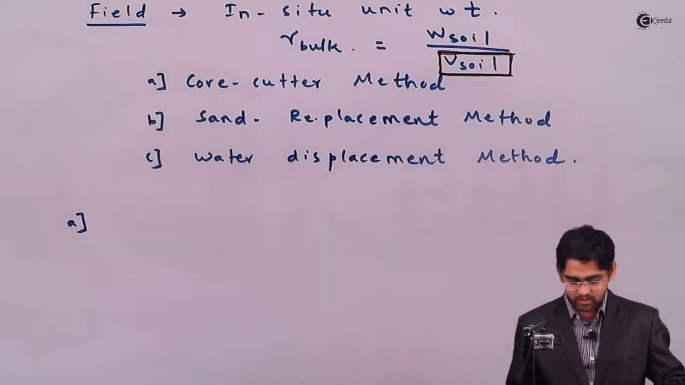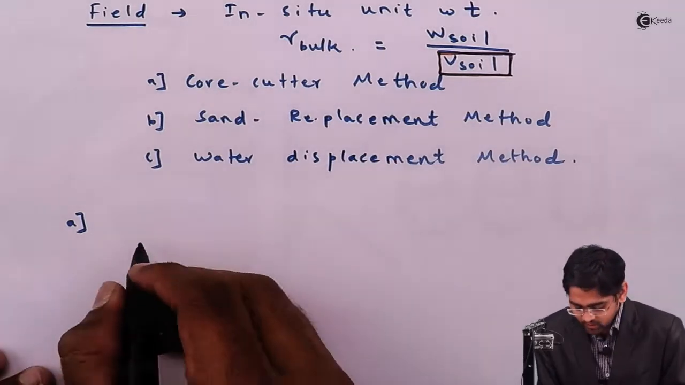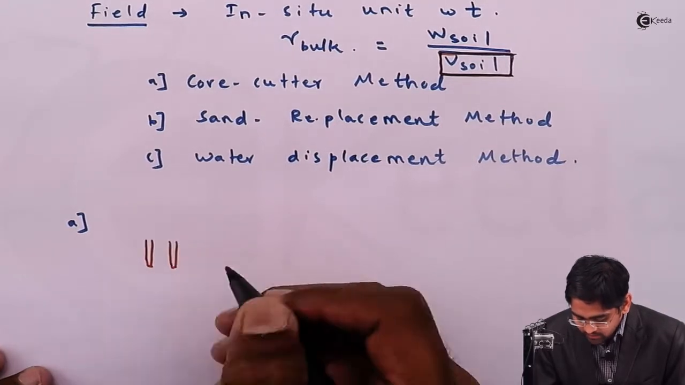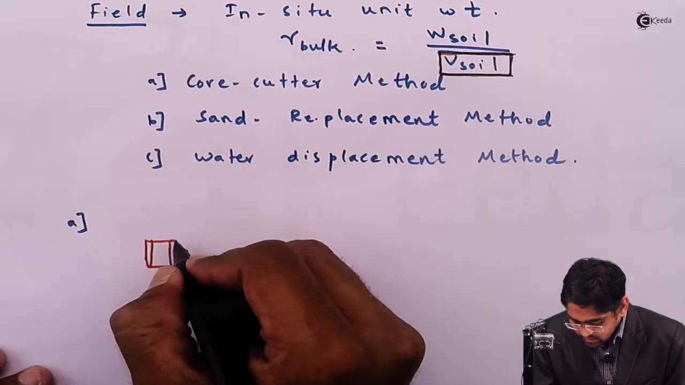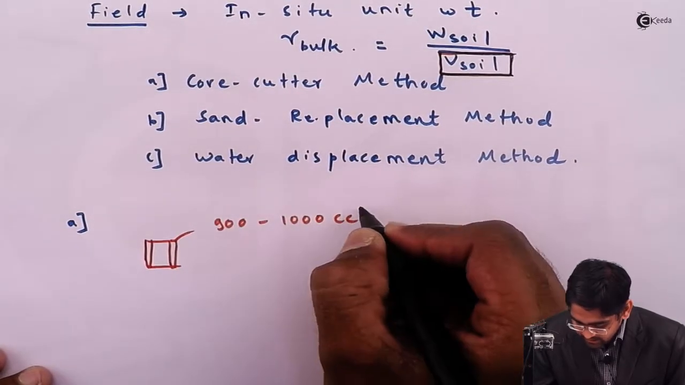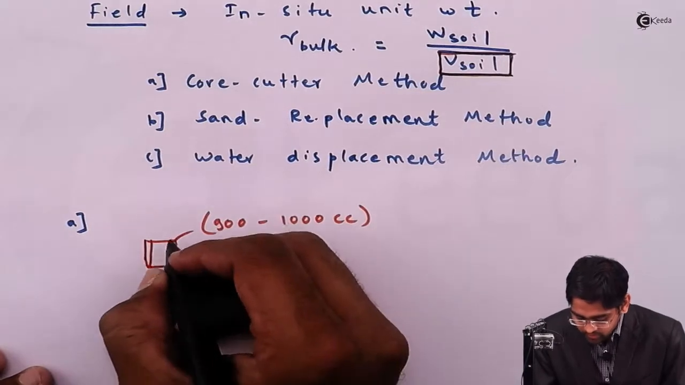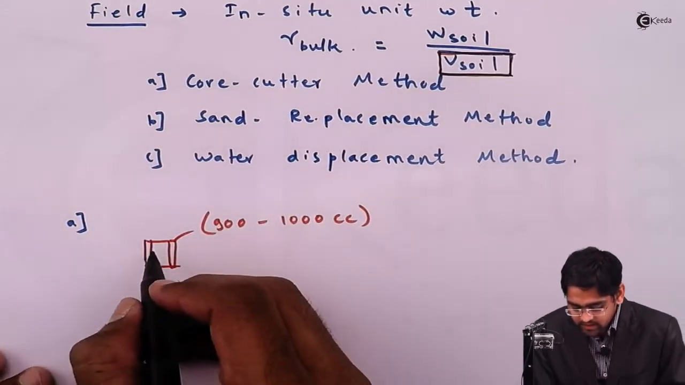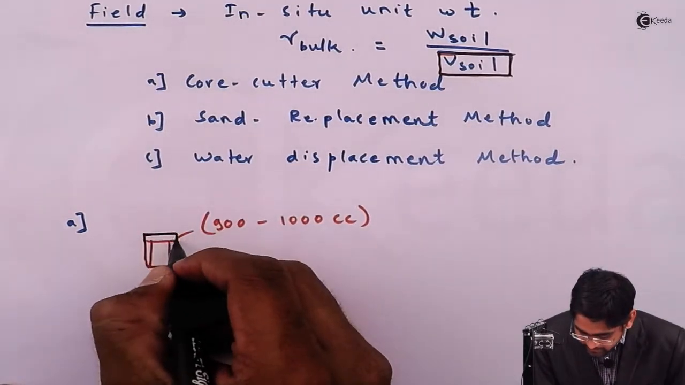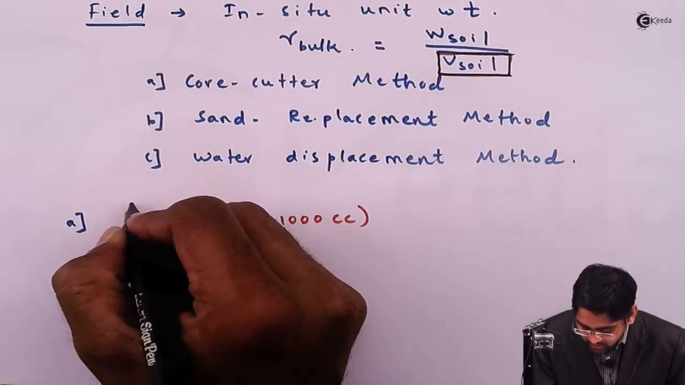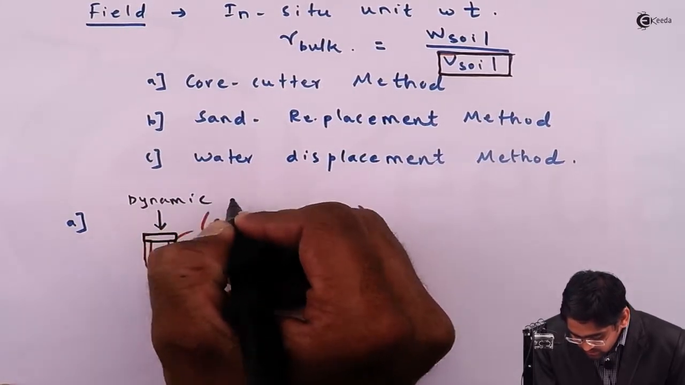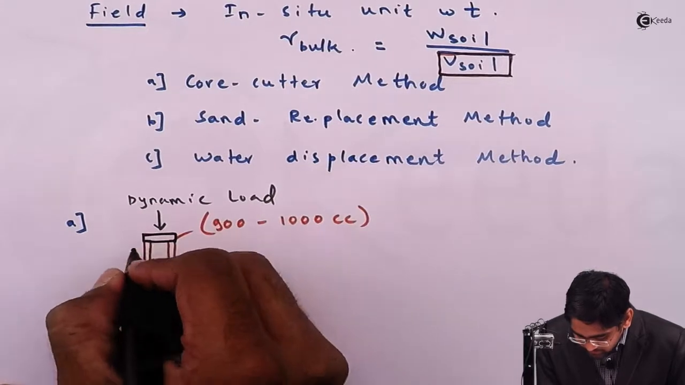First is the core cutter method, where we have the core. The volume of the core is about 900 to 1000 cc. It varies actually. So the volume of the core we know, and we place a dolly at the top of it and drive it with a hammer. We give a dynamic load and push this core inside the soil.